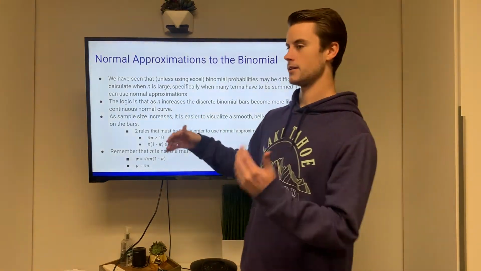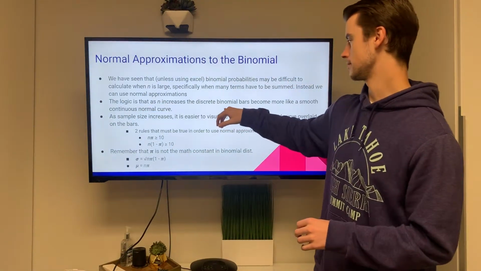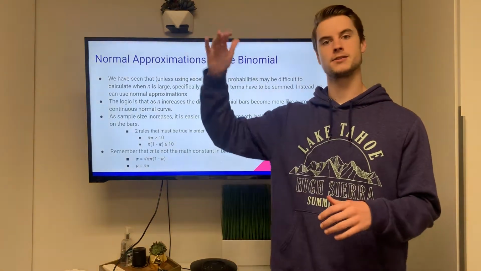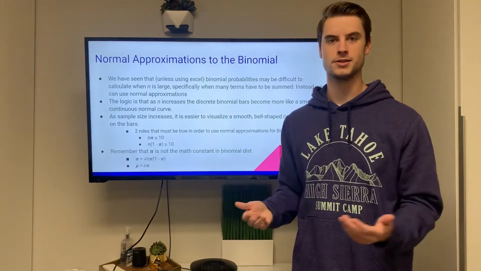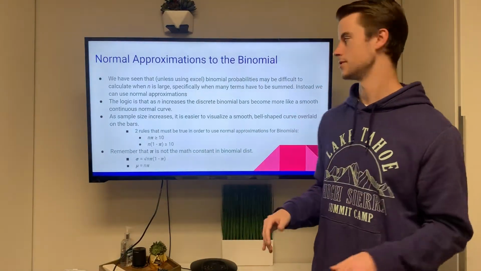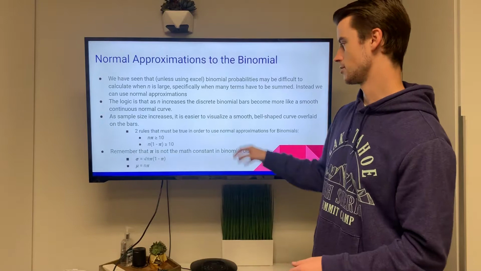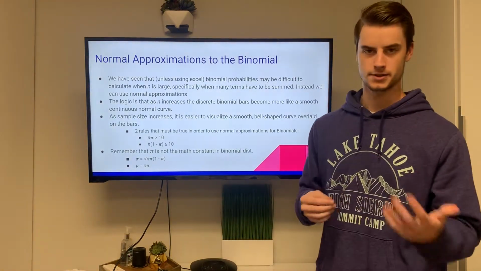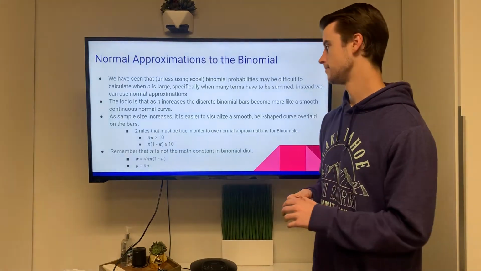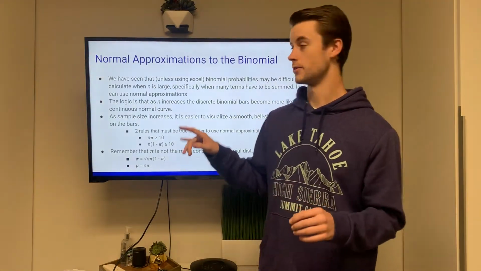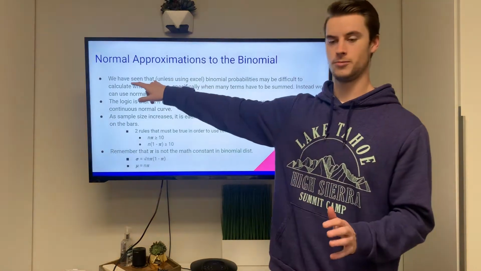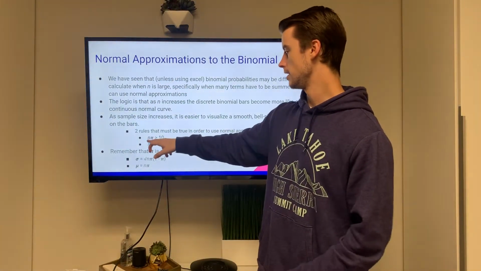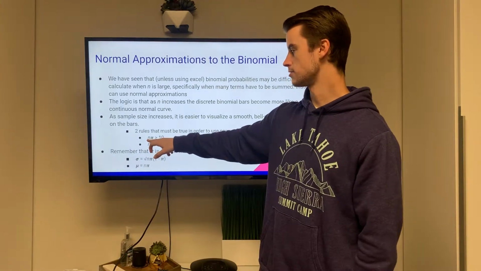The logic is that as n increases, the discrete binomial bars become more like a smooth, continuous normal curve. As n gets larger, you see more of a continuous flow and a bell-shaped curve. It's easier to visualize a smooth bell-shaped curve overlaid on the bars of the binomial distribution, okay? And there are two rules that it has to meet in order to use normal approximations on the binomial, okay?